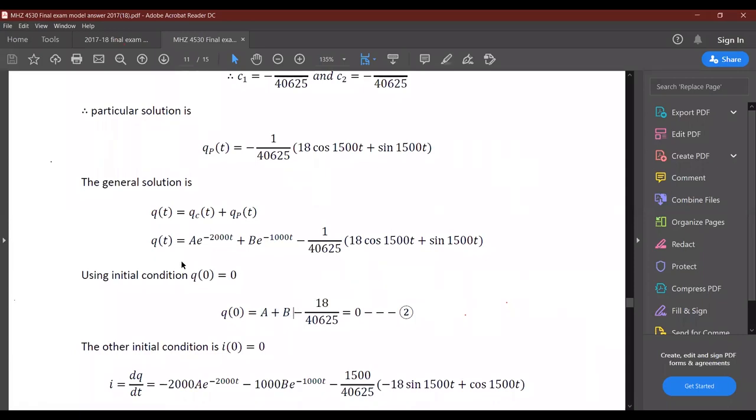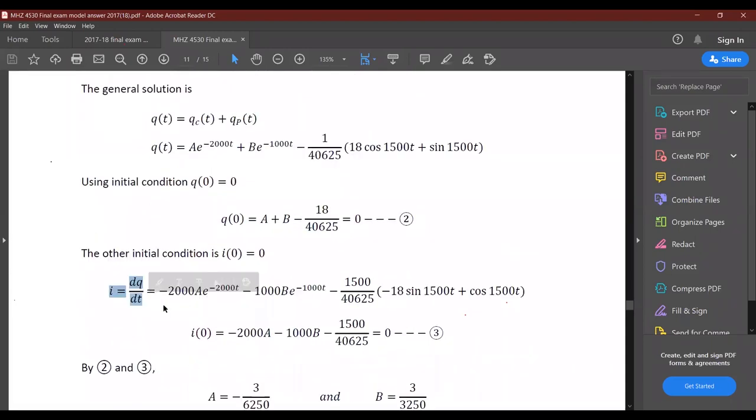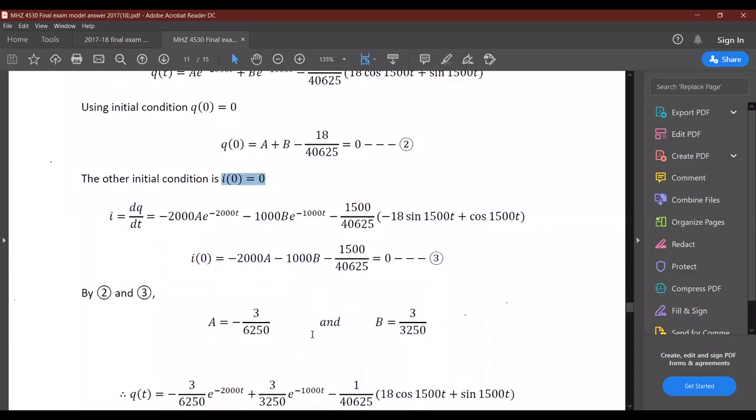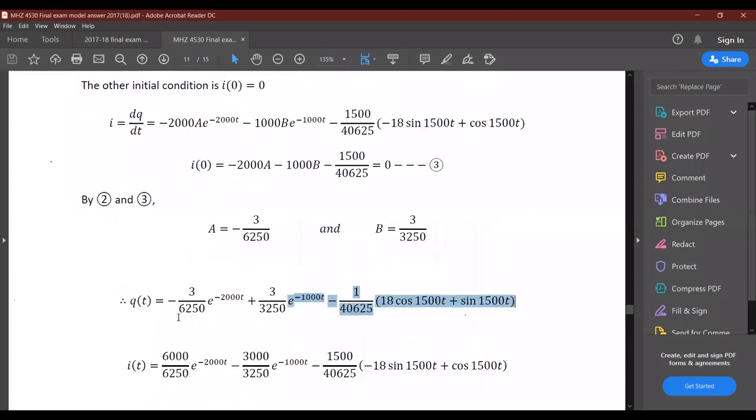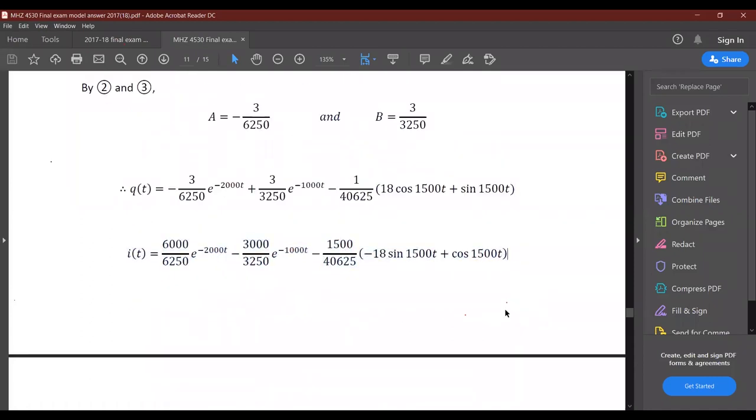If you differentiate this equation, we can find the current, that is dq/dt. And at zero time, if there is no charge, there can't be any current flow. So again, we can apply the boundary condition and find another relationship for A and B. From those two simultaneous equations, we can solve and find A and B. So now we know the entire equation for the charge. If we differentiate this once with respect to time, we can find the equation for current.